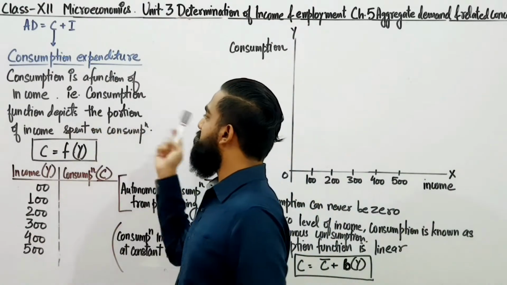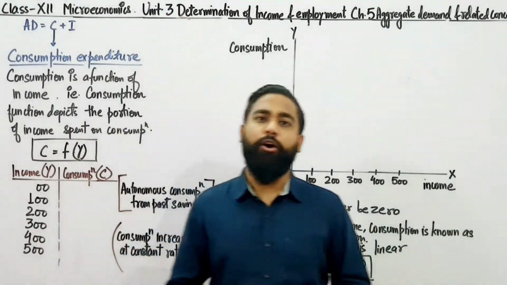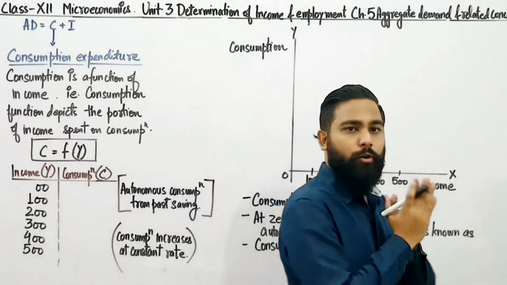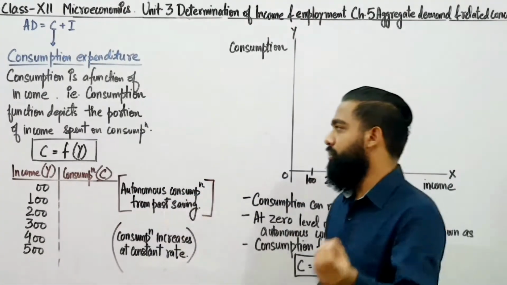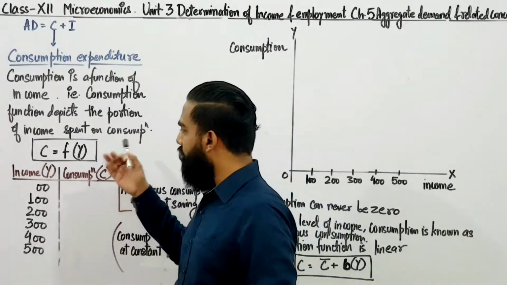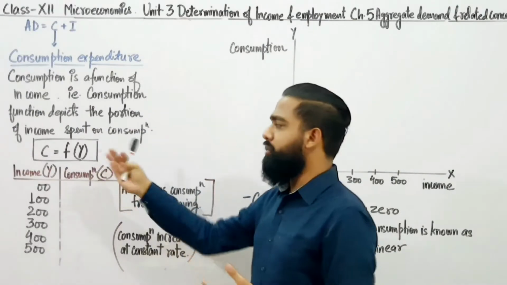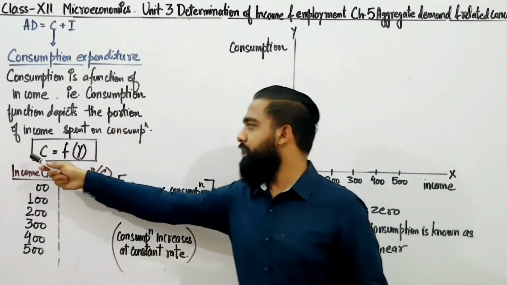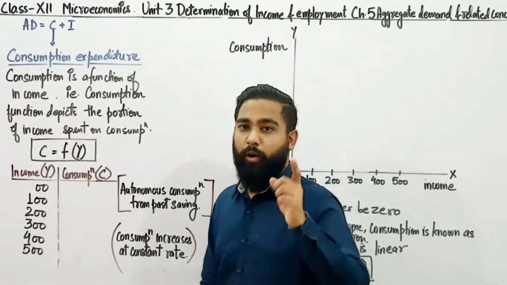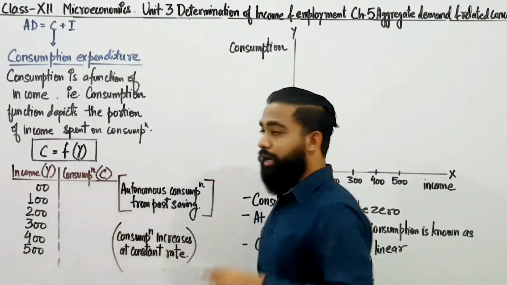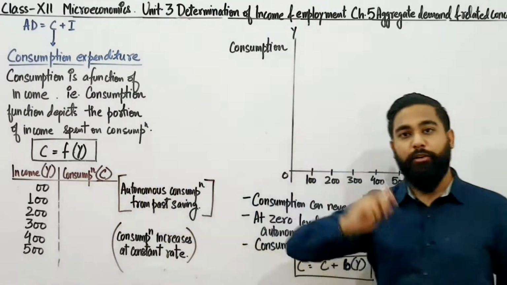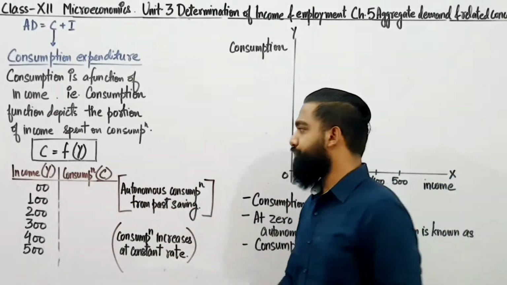So consumption function depicts the portion of income spent on consumption. Out of your income, how much portion you are going to spend on your consumption. So this is your consumption expenditure, and you can denote it as C is equal to function of income. C is equal to function of income. Income is denoted by Y. Understand it. Investment is denoted by I and income is denoted by Y.